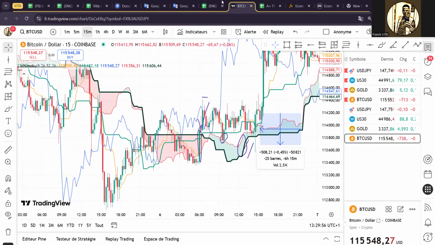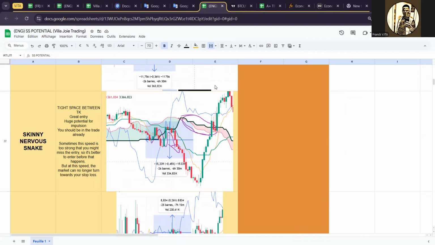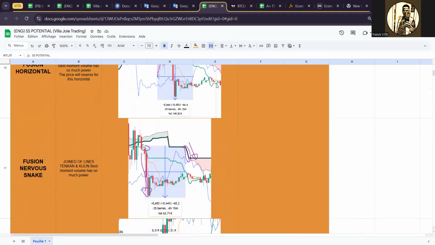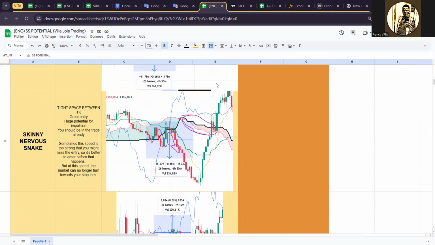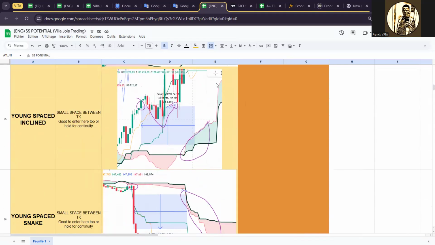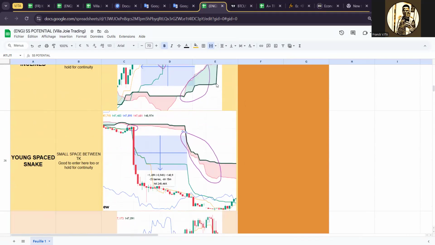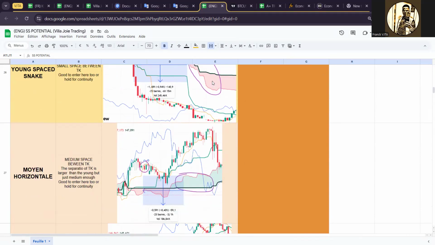So it's a common pattern in 15 minutes mostly, because those are the entry time frames. You see all of this fusion, fresh, skinny, mostly on 15 minutes, 5 minutes, because those are the entry time frames. Those patterns that I'm showing you can also appear in higher time frames, but rarely, mostly in 15 minutes, 5 minutes, 1 minute. That's the whole idea about this.